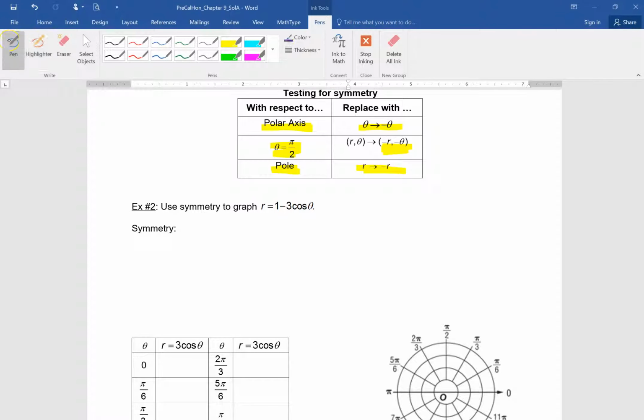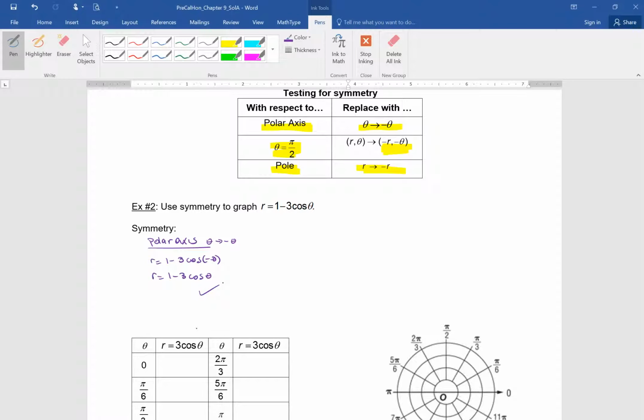All right. So let's see. To test around the polar axis, let's change theta to negative theta. Right, so r equals 1 minus 3 cosine negative theta. This gives me 1 minus 3 cosine theta. I get the same thing back, so it's symmetric around the polar axis. Now, is it going to be symmetric with respect to the pole? If I change r to negative r, am I going to get the same thing back? No. And the same thing with theta equals pi over 2. So this is just symmetric around the polar axis.